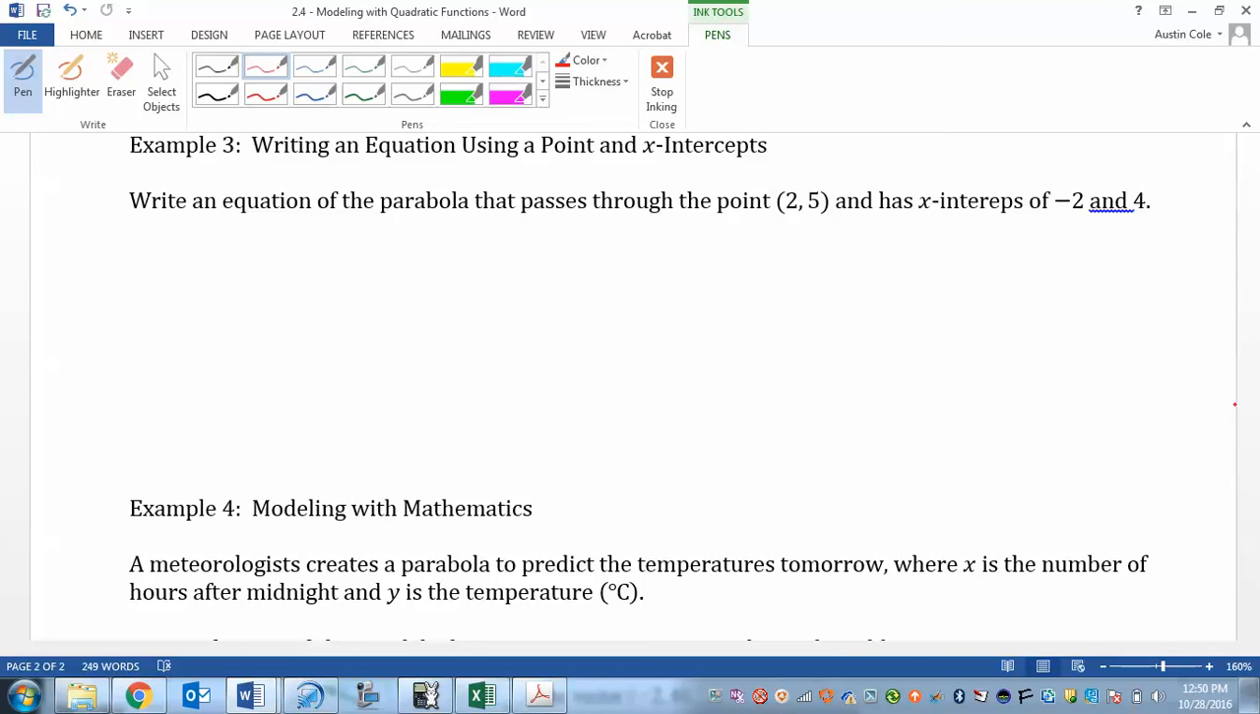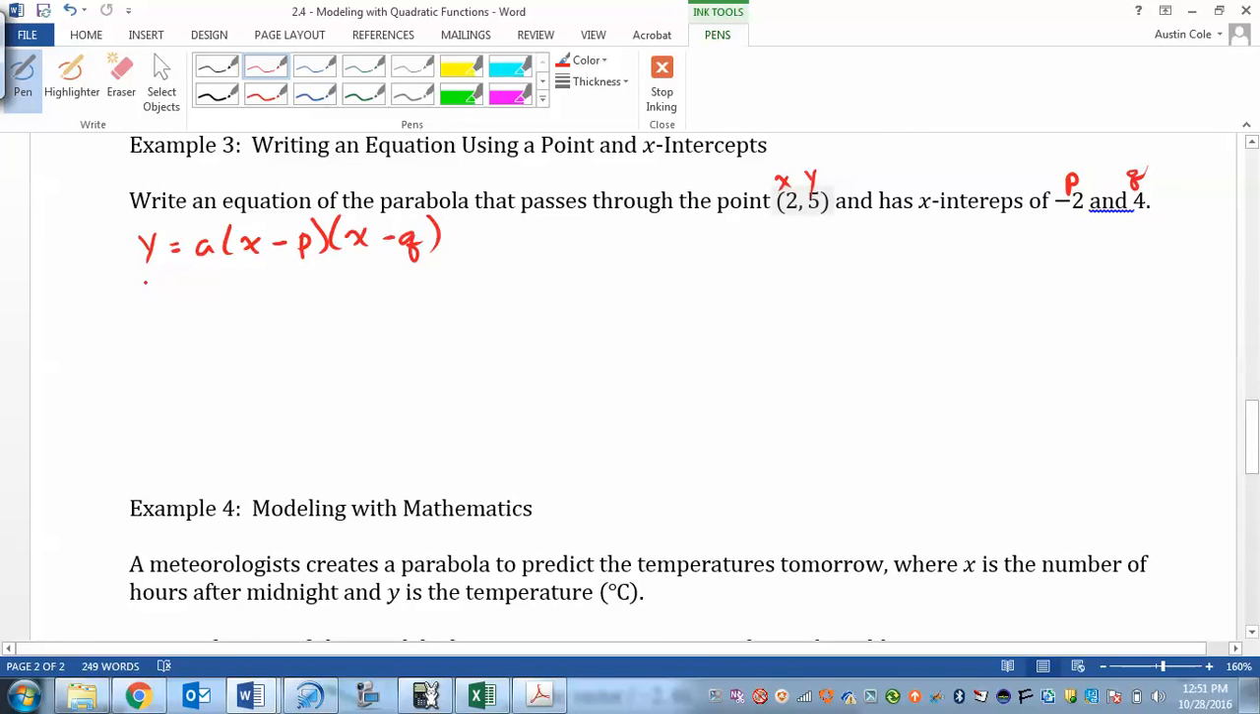So now we're given x-intercepts. Let's use intercept form. Intercept form is y equals a times (x minus p)(x minus q). Okay, so again, here, this is my x value, this is my y value. One of these is going to be my p, one of these is going to be my q. Doesn't matter which is which.